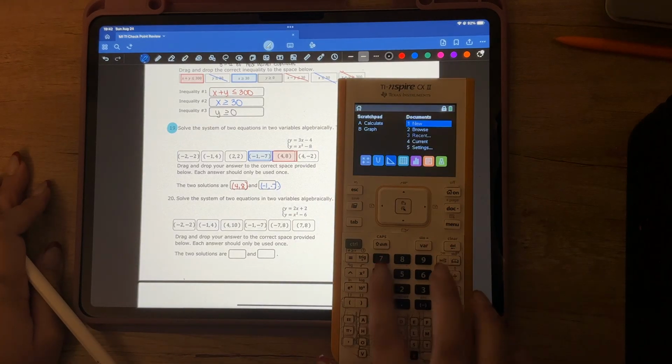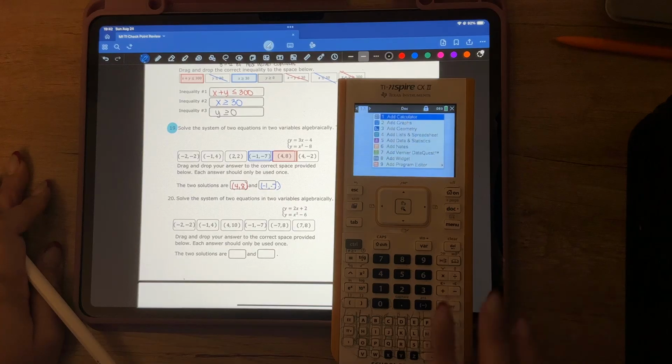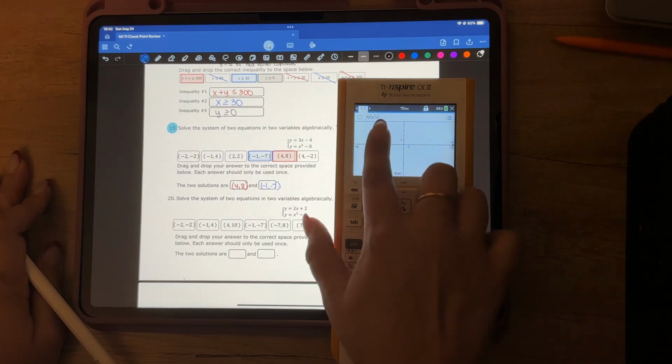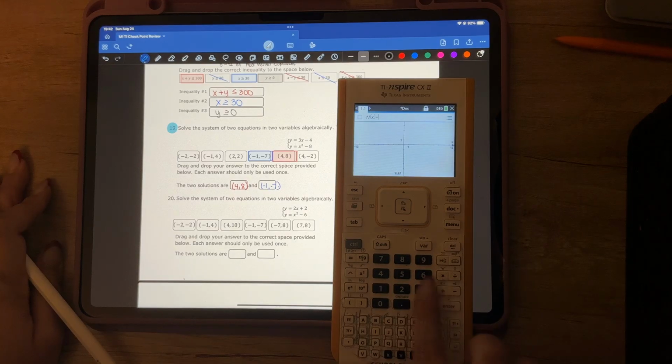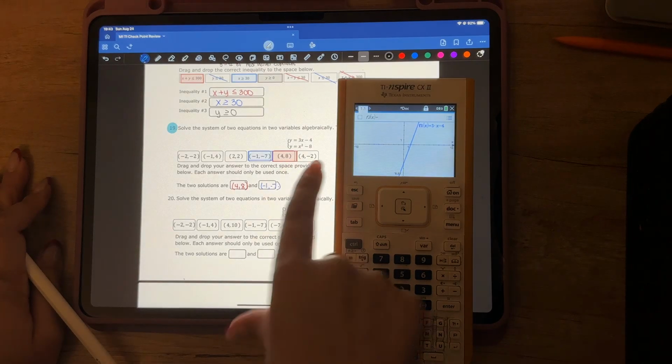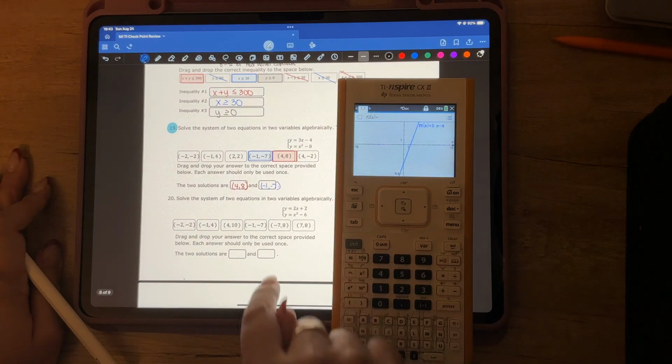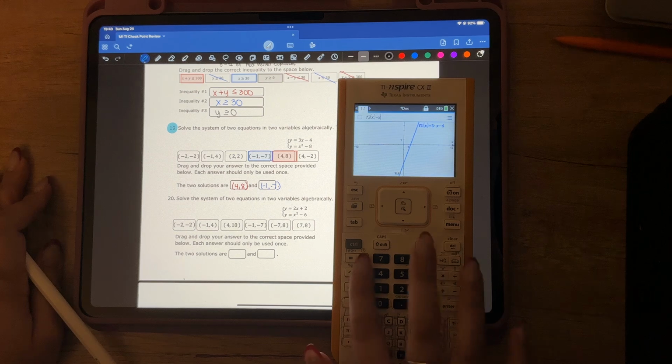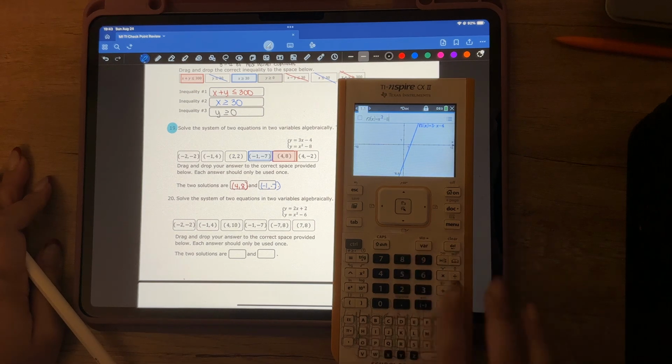So you will need to start with a new document, no to saving. You want to add a graph this time. So if you want to graph this, you would type in just 3x minus 4. That graphs the first one. Then you hit the down arrow to graph the second one. So that would be x squared minus 8.